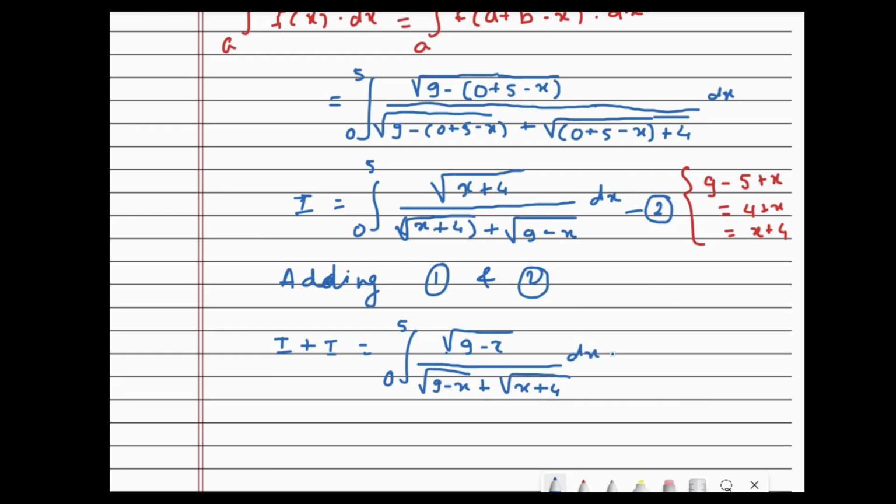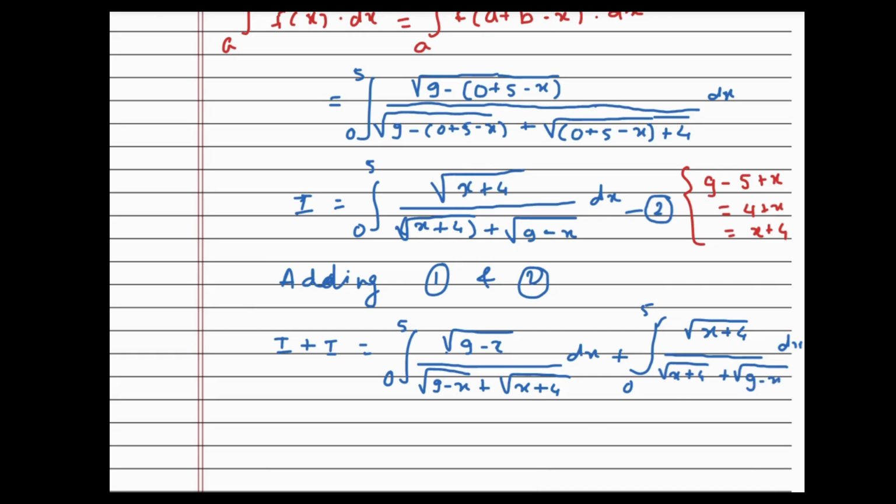This is the integral from equation 1, and we have the second integration from 0 to 5. In the second integral the expression is interchanged. So we have x plus 4 in place of 9 minus x. After applying the property, the terms get interchanged. The same thing happens in almost all problems. Under root x plus 4 plus under root 9 minus x.